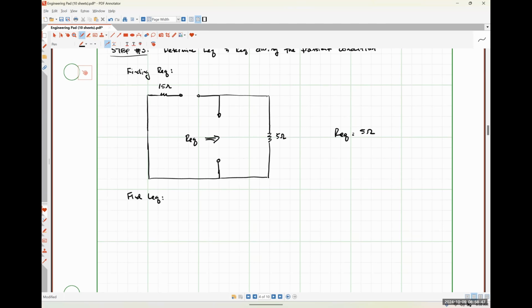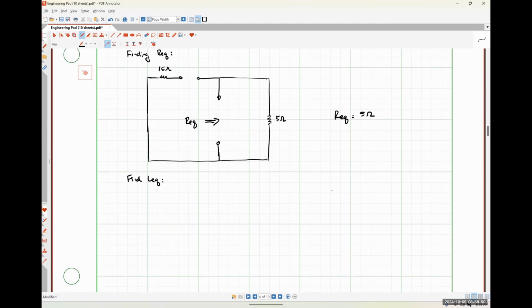LEQ. And that's going to be a similar process, okay? So effectively, we would be finding the LEQ with respect to that REQ that we just found. So here's our 15 ohm resistor. Here's 1/2 Henry. Here's 2 Henrys.